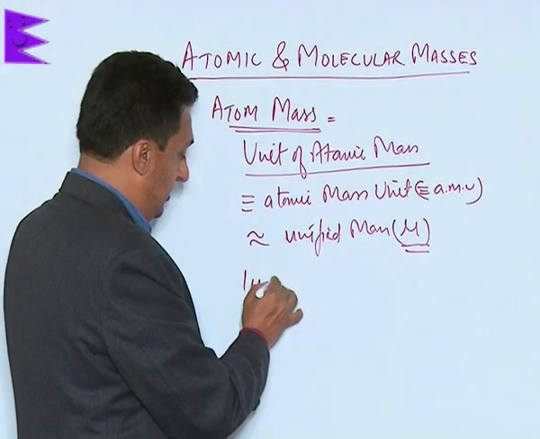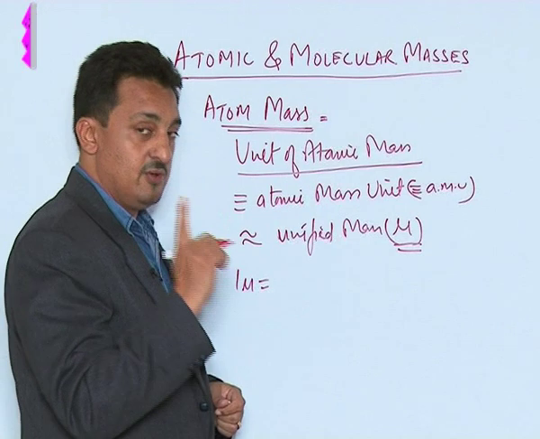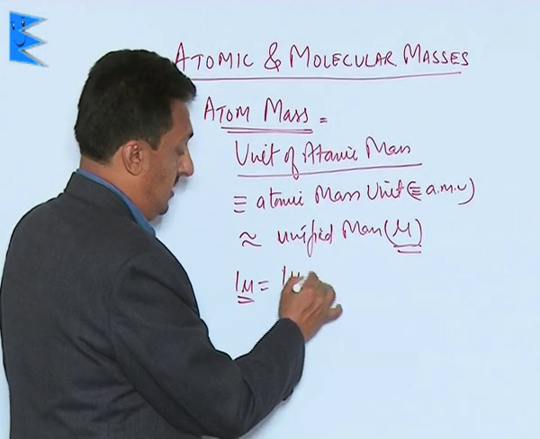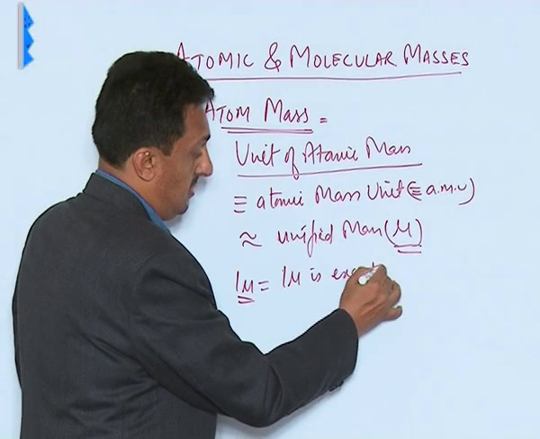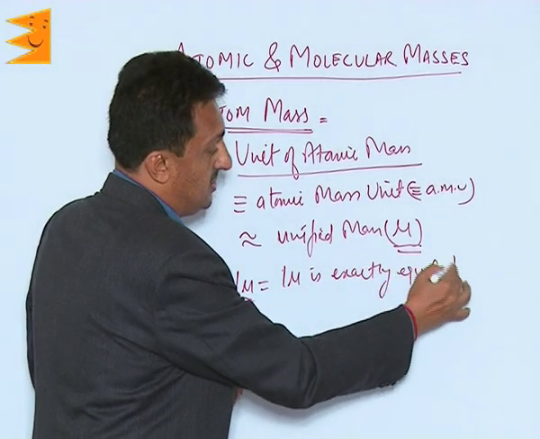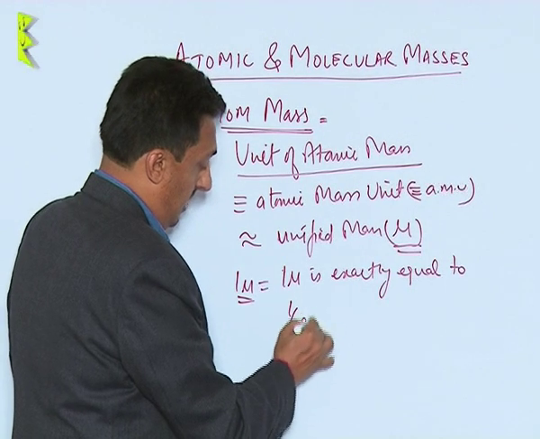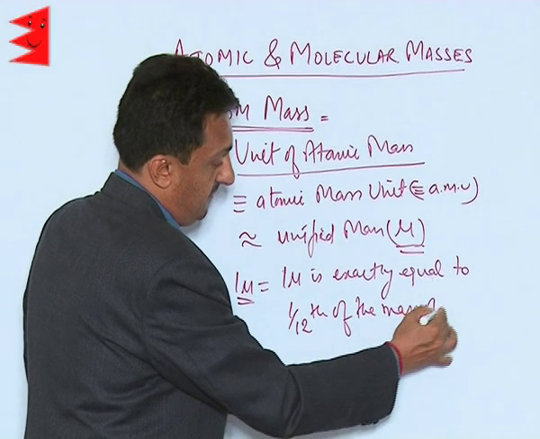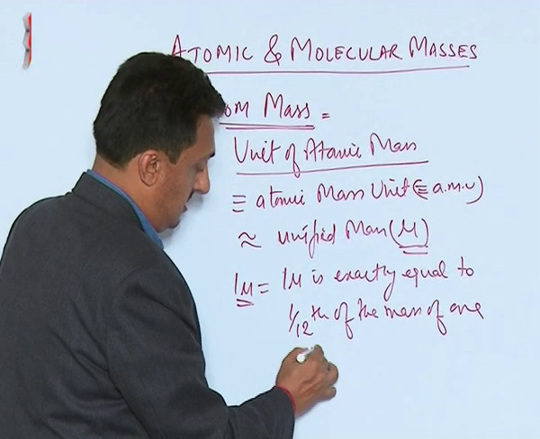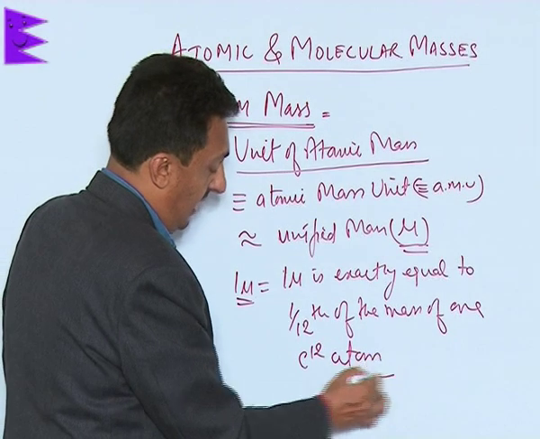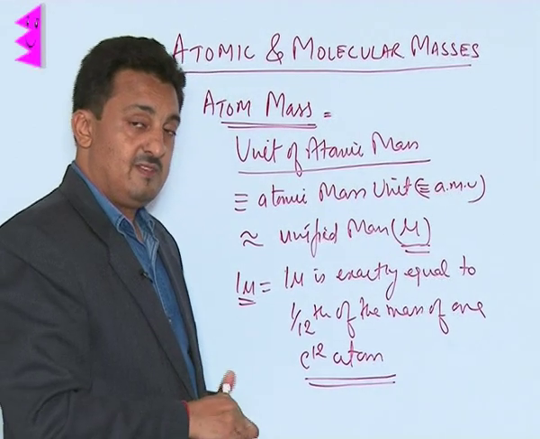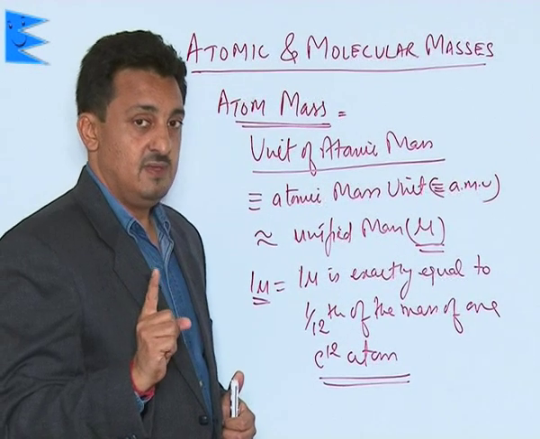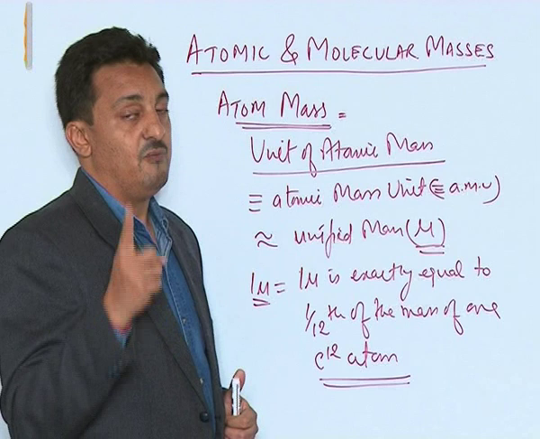Remember, one unified mass or one atomic mass unit, 1 U, is exactly equal to 1/12 of the mass of one C12 atom. That means whatever is the mass of one carbon 12 atom, 1/12 of that mass is called one unified mass.